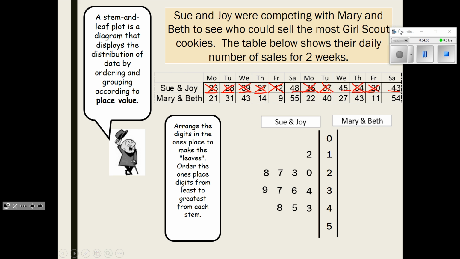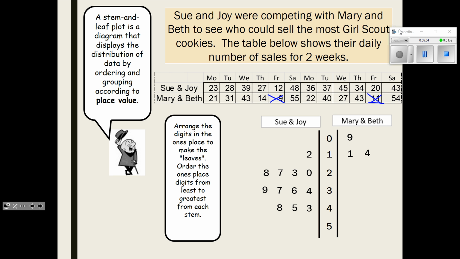We're going to do the same thing with the other side, but this time the data is going to come from Mary and Beth. Do we see any numbers between 0 and 9? We do. We have 9, so that goes up by the 0. 0 is in the tens column, and that makes 9. We go to the tens. We have 11, so we're just going to put a 1 to make 11.